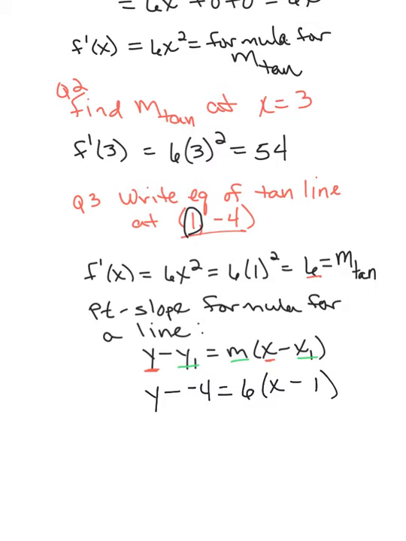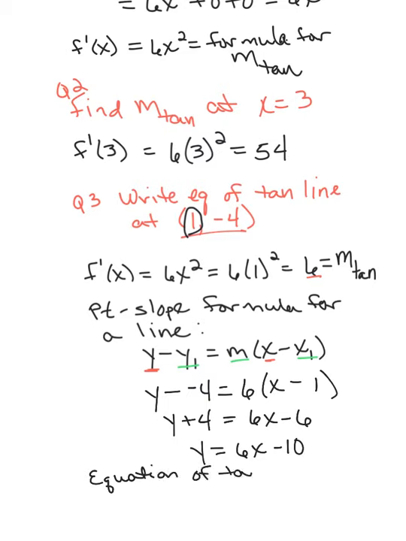Clean this up a little bit. You're going to get y plus 4, and then distribute on the right. You're going to get 6x minus 6. Subtract 4 from both sides, and you get y equals 6x minus 10. So what we found here now, this is the equation of the tangent line at the point of 1, -4.